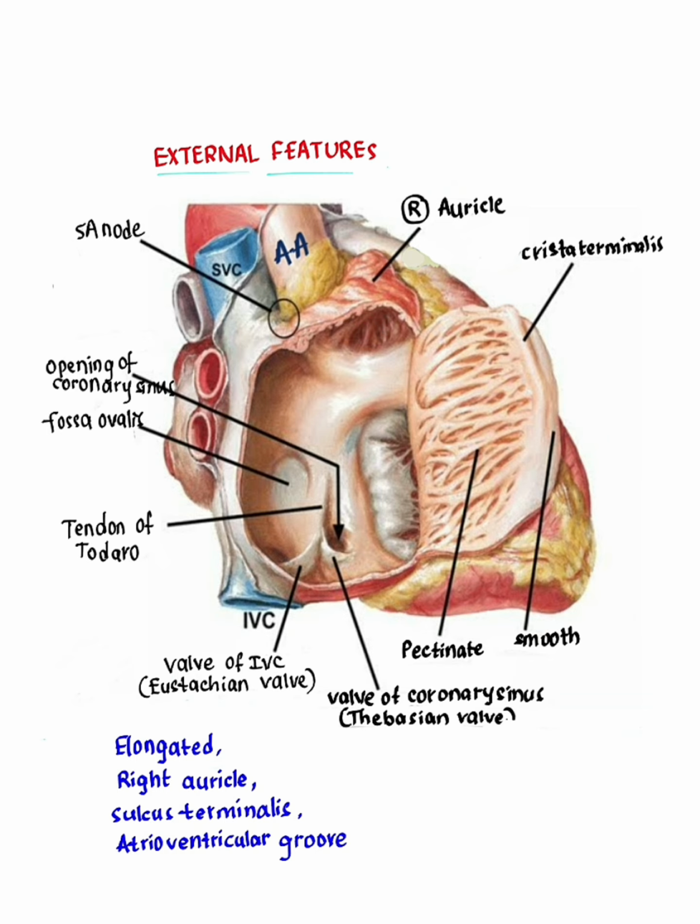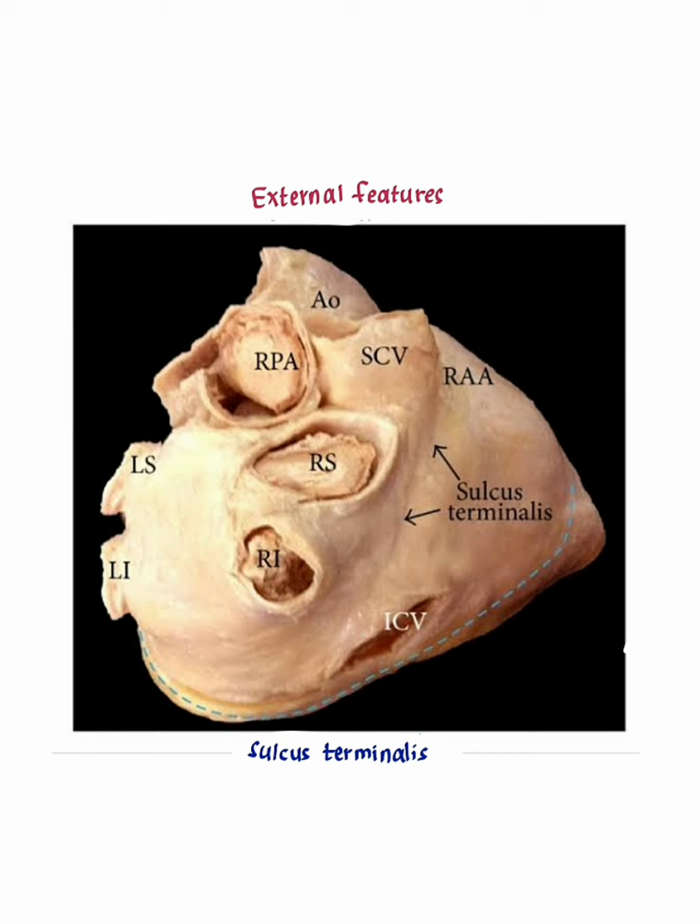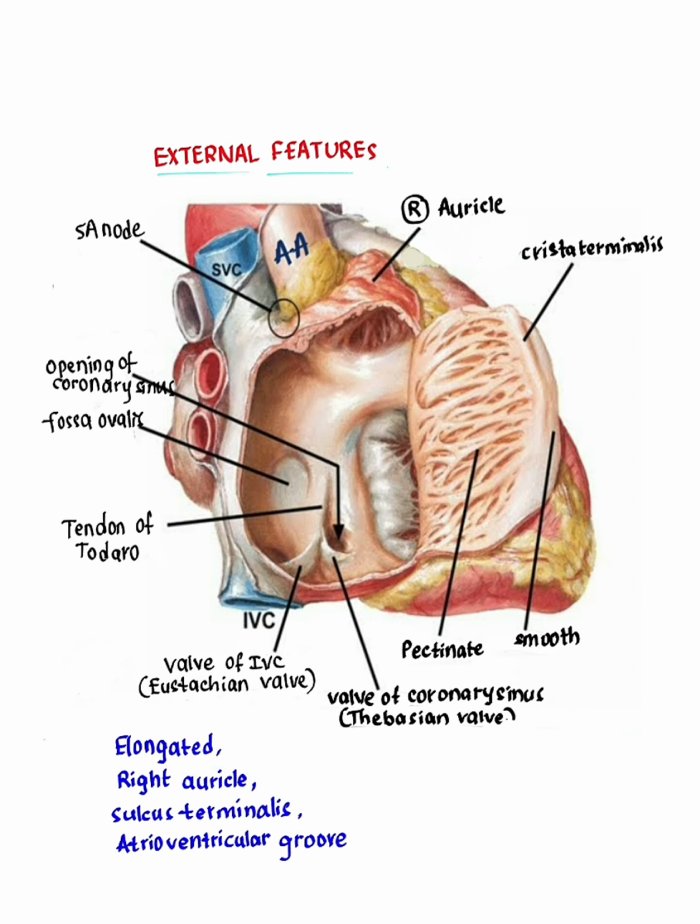Sulcus terminalis. Sulcus terminalis, it is a shallow vertical groove extending along right border of the right atrium from superior vena cava to inferior vena cava. You can see this shallow vertical groove. It extends along the right border of the right atrium. It extends from superior vena cava to inferior vena cava.